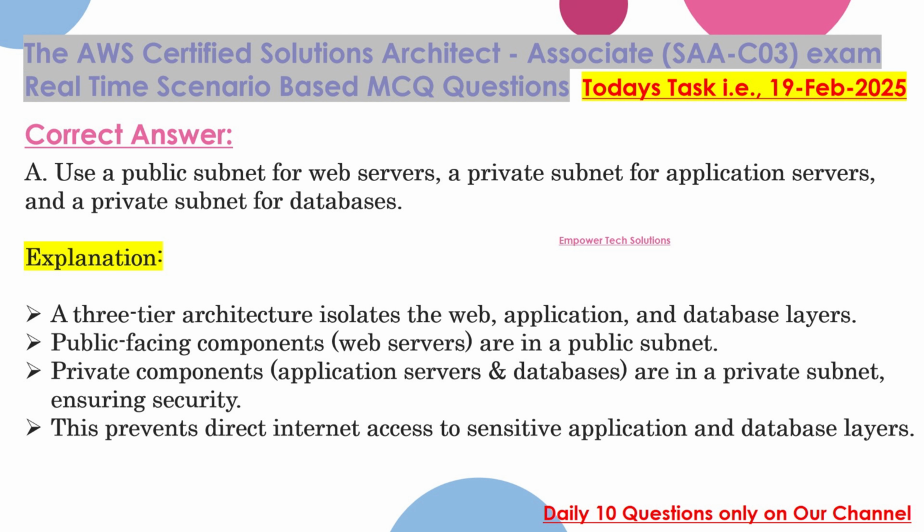Correct answer: A. Use a public subnet for web servers, a private subnet for application servers, and a private subnet for databases. Explanation: A 3-tier architecture isolates the web, application, and database layers. Public-facing components, web servers, are in a public subnet. Private components, application servers and databases, are in a private subnet, ensuring security. This prevents direct internet access to sensitive application and database layers.